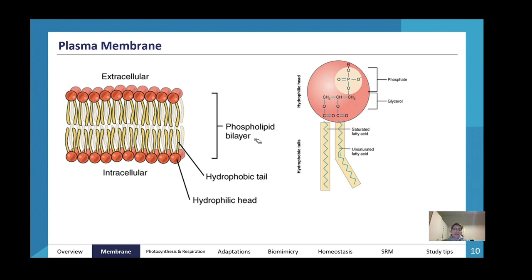What you see in the slides here is again what you see in the slides is the phospholipid.